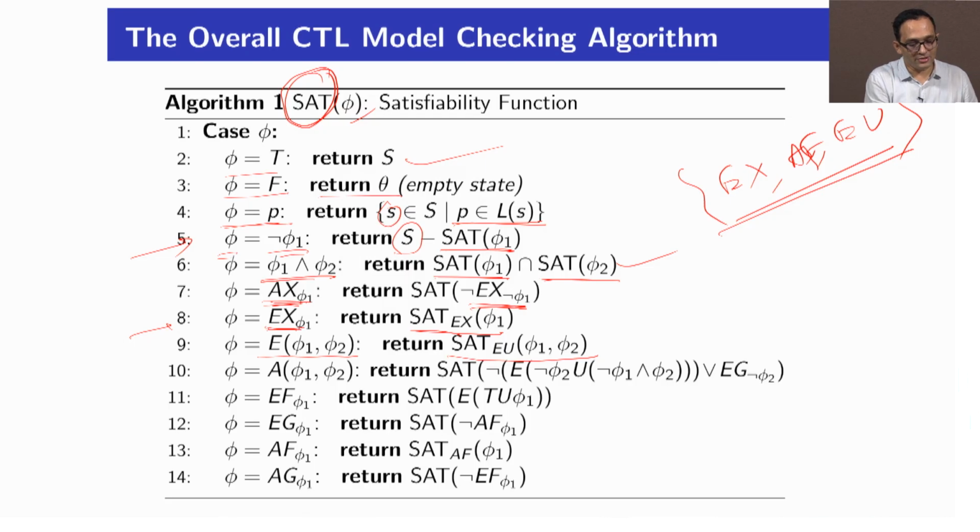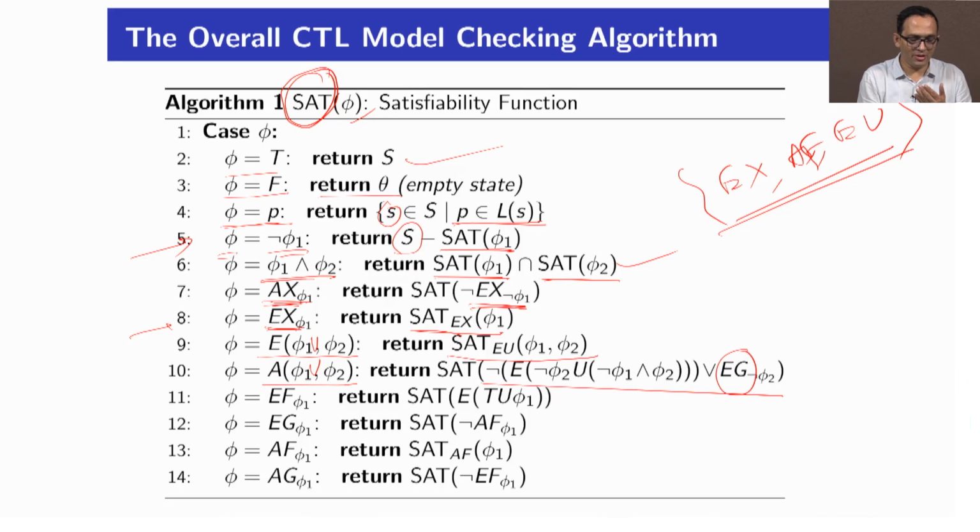But if my formula is A phi 1 until phi 2, because A until is not here, I will rewrite this A until in terms of E until and EG. I will talk about EG because for EG I will also develop an algorithm. So, this is the equivalent formula, and I have already discussed why they are equivalent earlier, so you can just check that.